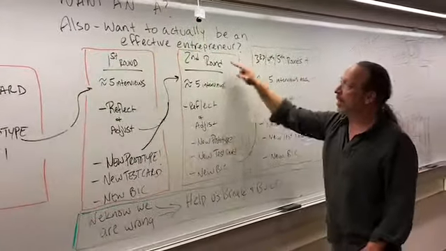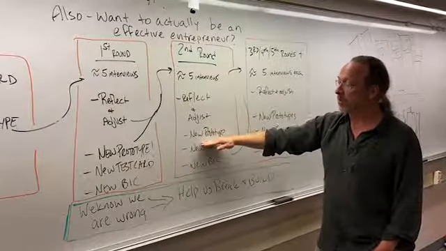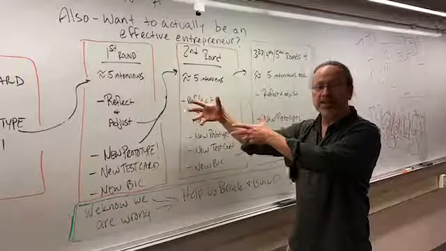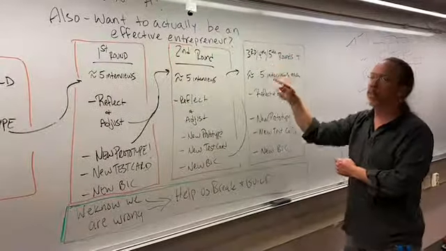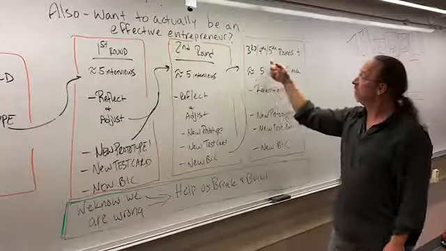So then you go on up here to the second round, you do another 5. You reflect and adjust on them, you do a new prototype, a new test card, a new BIC, building on the learning that you've just done, and you keep doing it multiple times. At a minimum, we would expect you to do that 3 times. You want an A? Do it 5.